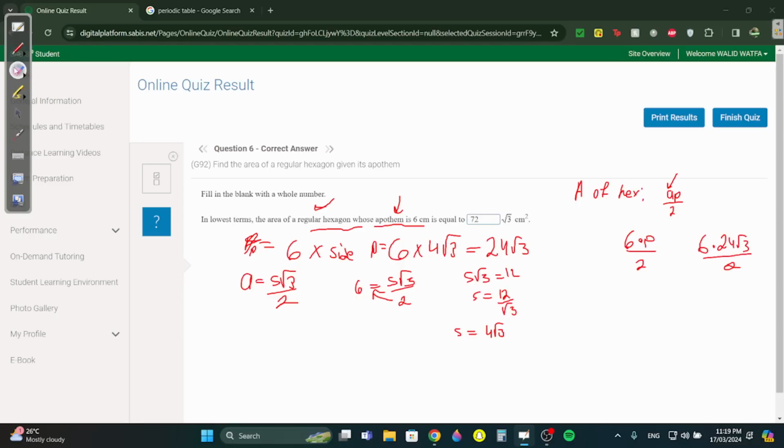I'm not sure if the calculator gives you a decimal answer. In case it does, just put the radical 3 on the side and just do 6 times 24 over 2, and then you'll get 72. And just take down the radical 3, 72 radical 3. Just in case it gives you a decimal, just solve without the radical 3.